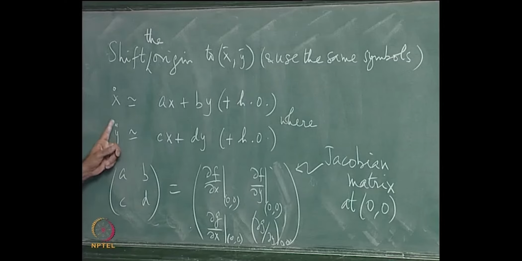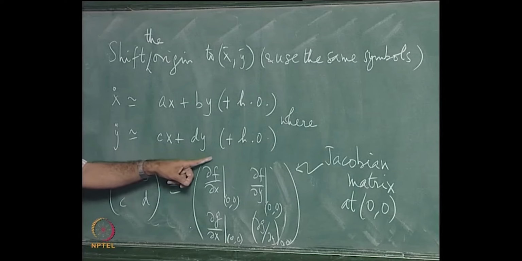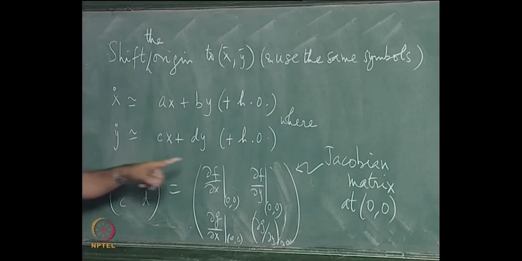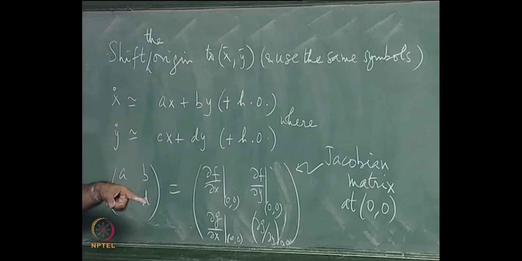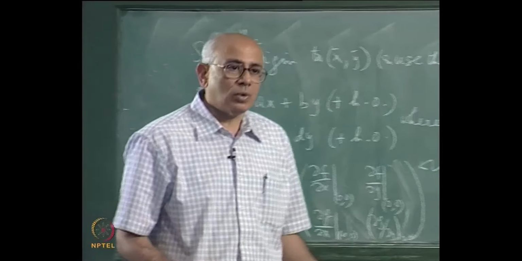I differentiate this, I get x double dot is ax dot plus by dot. For y dot I put in cx plus dy. How would I get rid of the y? I would write y as x dot minus ax divided by b, and that would give me a second order differential equation for x alone. I would do the same thing for y, and you would get a second order differential equation with constant coefficients.